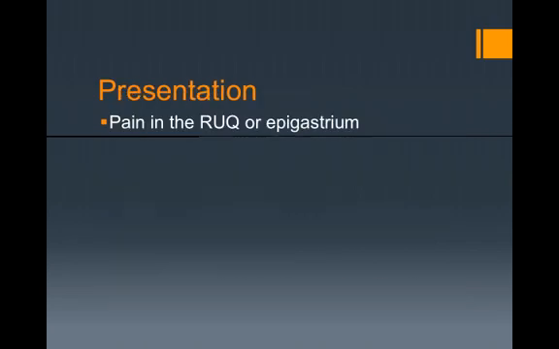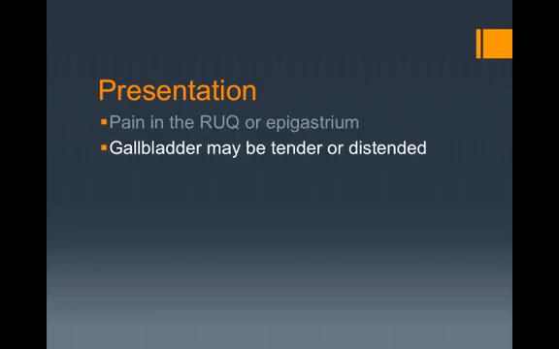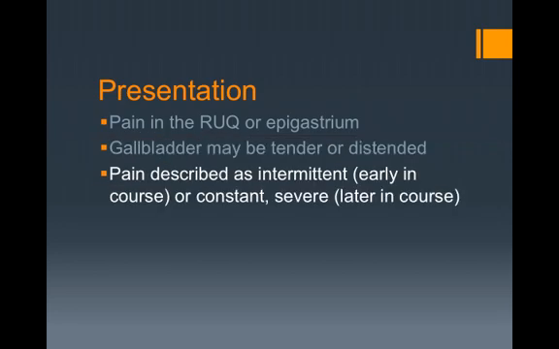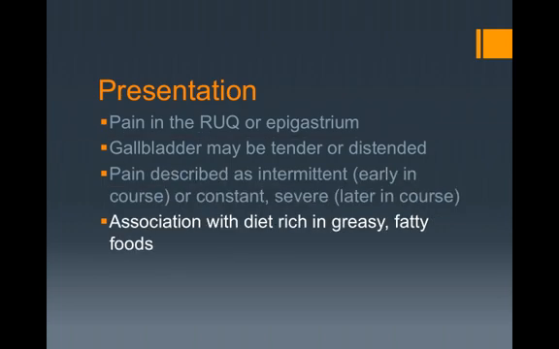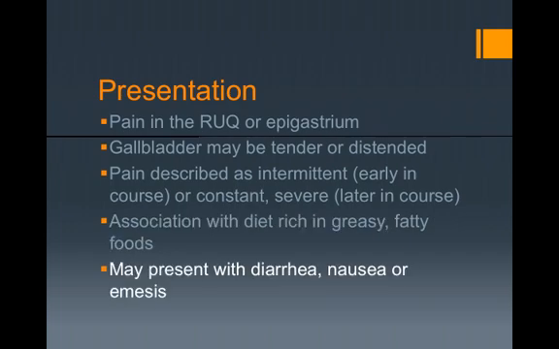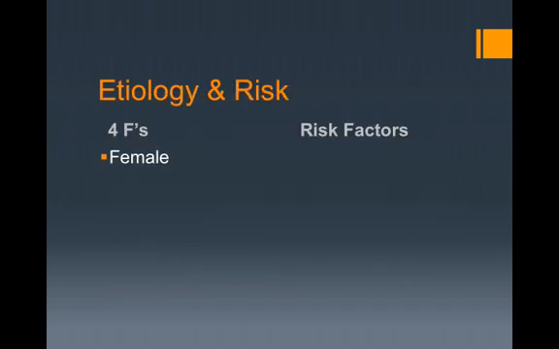A patient with cholecystitis is typically described as presenting with pain in the right upper quadrant or epigastrium. On physical exam, the gallbladder may be tender or distended. Initially, pain may be described as intermittent but will become constant and severe later in the course. Pain may be correlated with a diet high in greasy or fatty foods. Associated symptoms include diarrhea, nausea, and emesis, and remember that Murphy sign, if elicited, is specific but lacks sensitivity for a diagnosis of acute cholecystitis.